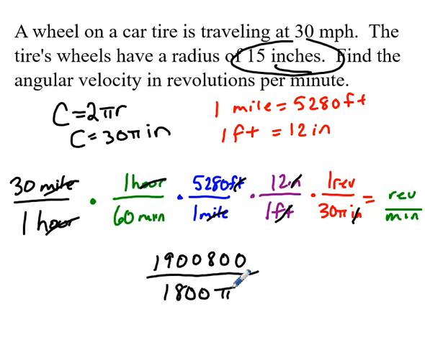Now this is really, really super important. When you type this in your calculator, you need to put parentheses around this entire denominator, because otherwise what the calculator will do is it'll divide by the 1,800 and then it'll multiply that result by pi if you do not put the parentheses. When we do this out, it comes out as 336.135 revolutions per minute, or RPMs. You could write it as RPM also.